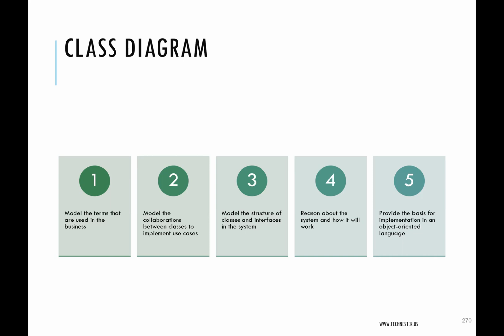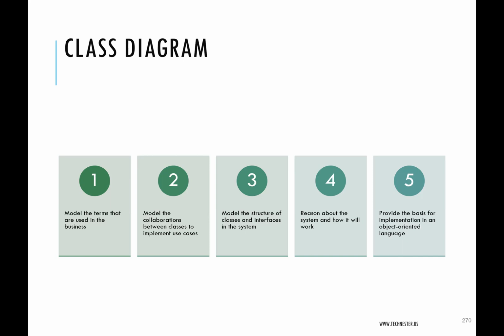Like I said, most of these things will have names that are nouns. So our class diagram helps us model the terms, nouns, that are used in our business. They help us model the collaboration between classes to implement use cases. And this is interesting. We'll talk about this in detail later.